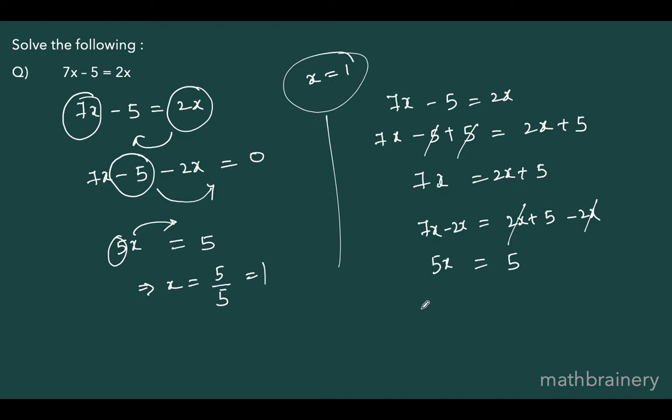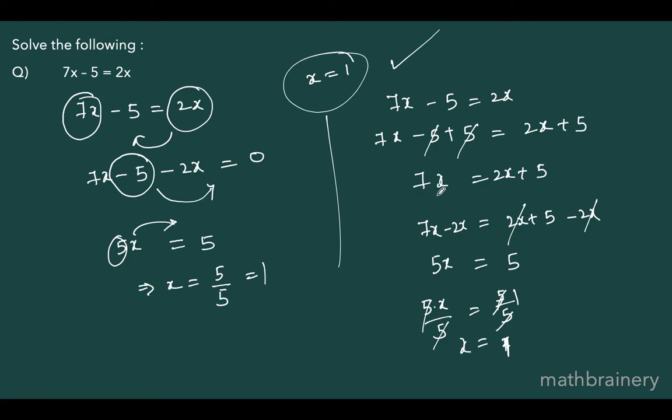Now we will divide this entire equation by 5. 5x is equal to 5 by 5. 5 and 5 will be cancelled, leaving you with 1. So x is equal to 1. So the solution to this linear equation is x is equal to 1, but this can be achieved in two methods. Either you can use the method of transposition or you can use the method of inverse operations.